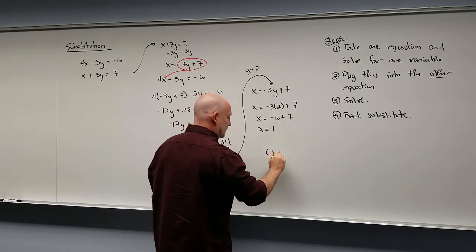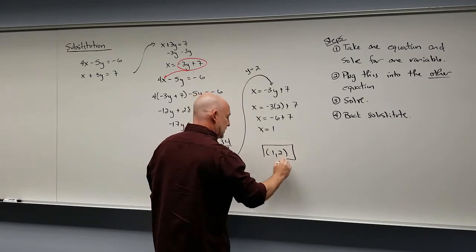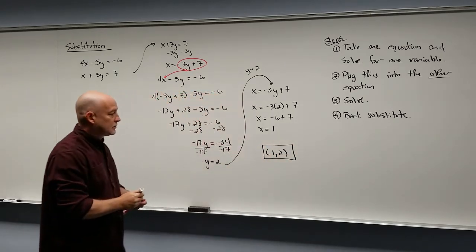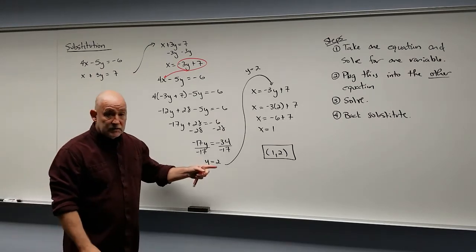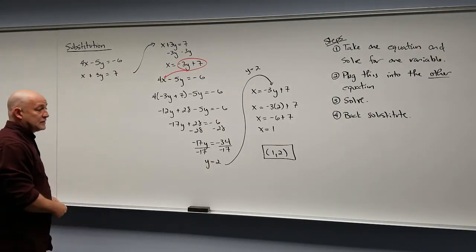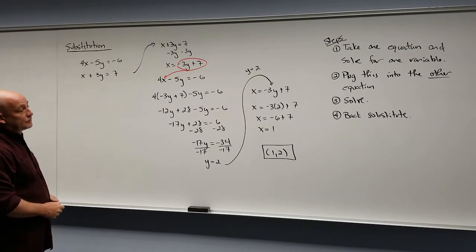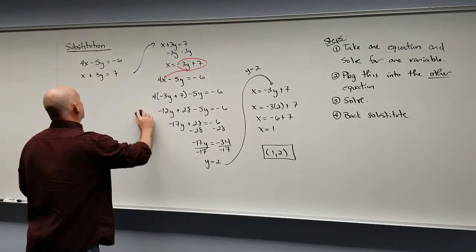Now remember, the solution is a point, so you need to write the answer as a point. Since this system had a solution, we would say that this is a consistent system, or the system is consistent. All right, let's take a look at one more.